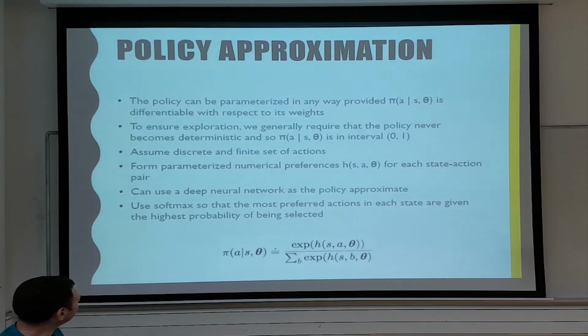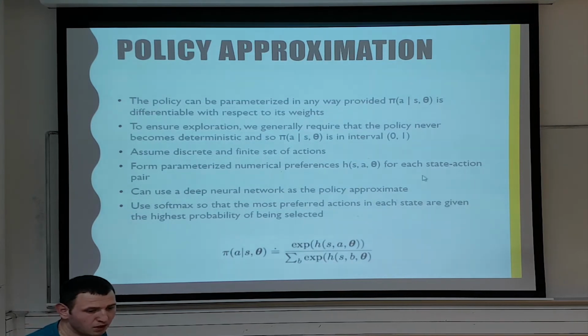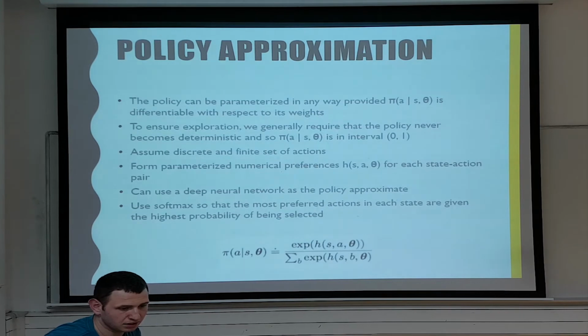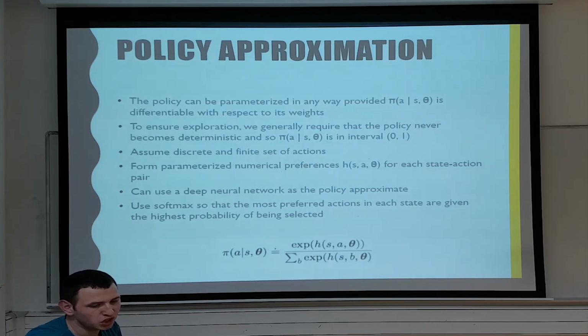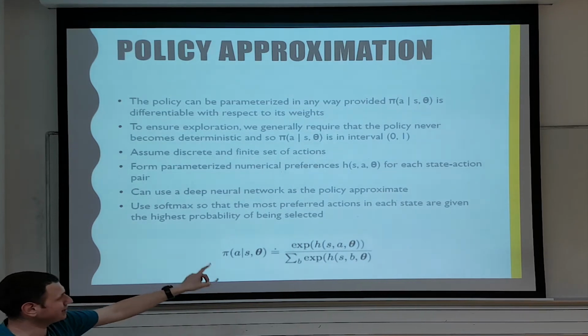So assume the discrete and finite state of our actions. Form a parameterized numerical preference. Actually we have some h that depends on our vector theta. For each state-action pair, we can use a deep neural network as a policy approximator. Here we approximate our policy by a neural network, and then we use the softmax, so that the most preferred actions in each state are given the highest probability of being selected.